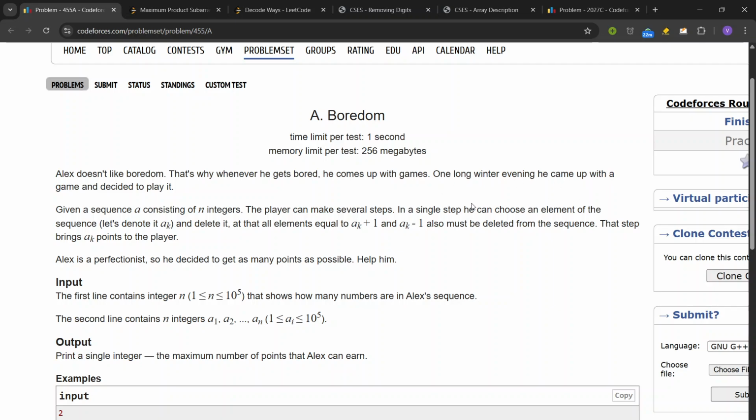One long winter evening, he came up with a game and decided to play it. You are given a sequence A of n integers, and the player can make several steps. In each step, he can choose an element of the sequence, let's denote it AK, and delete it. And then all of the other elements which are equal to AK plus 1 or AK minus 1 also must be deleted. And we need to get the maximum points we can get.